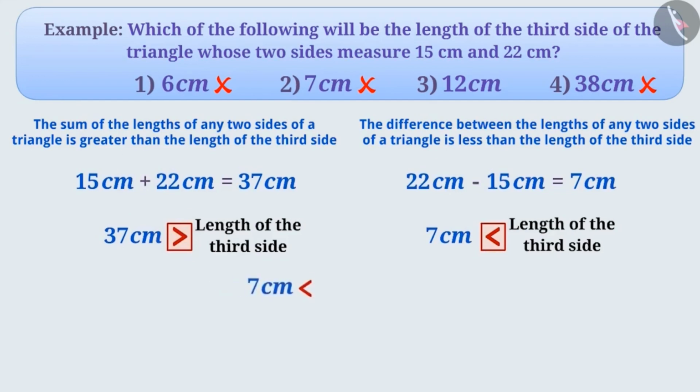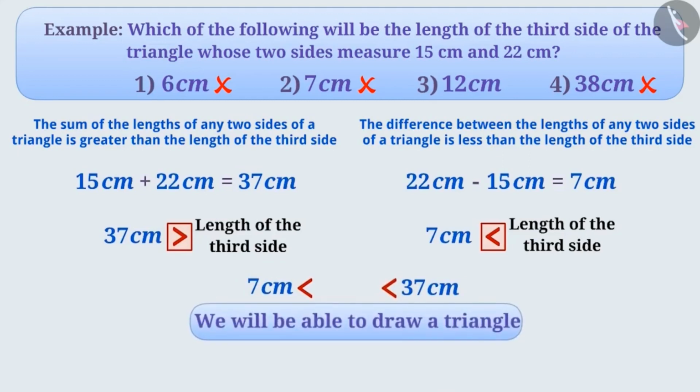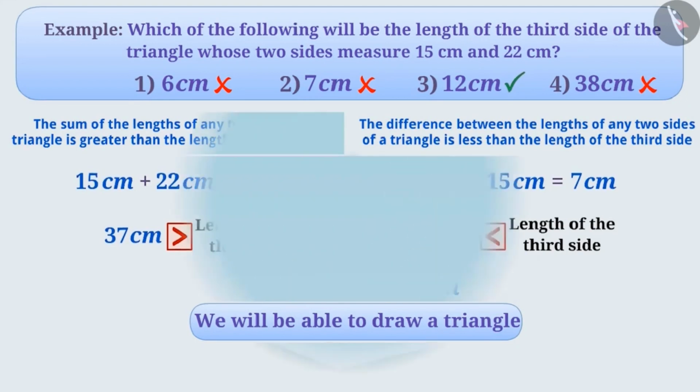Therefore, if the length of the third side is more than 7 cm but less than 37 cm, only then we'll be able to form a triangle. In option 3, we are given the length of the third side of the triangle as 12 cm. Since 12 cm is more than 7 cm but less than 37 cm, we will be able to form a triangle with these lengths. That is, the correct answer to the given question is option 3.